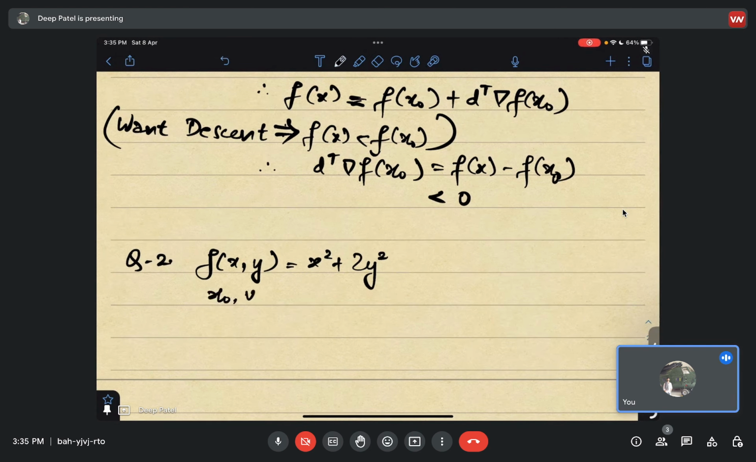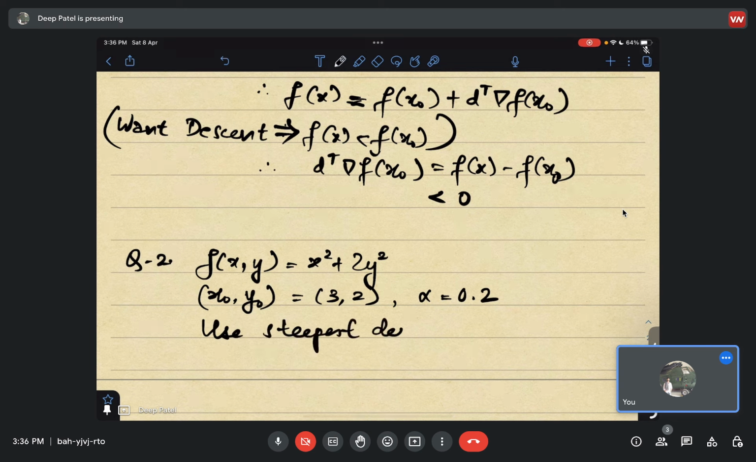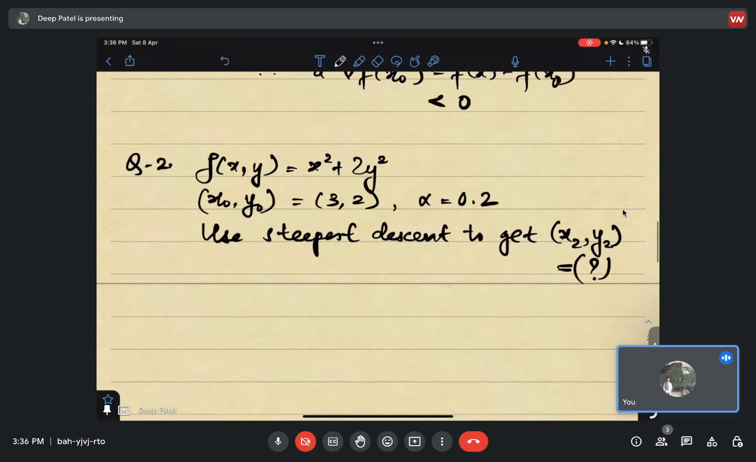And we are starting from a point x0, y0, which is (3, 2), and we have fixed the step size of 0.2. So we use steepest descent to get x2, y2. So how do we compute this? Yeah, so you'll just have to do it recursively, right?